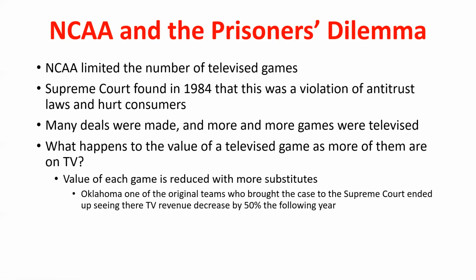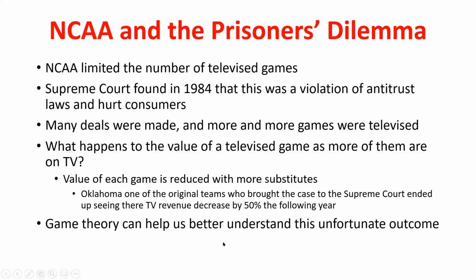Right? So revenue might have been maximized. Who knows? Depending on where we're at in the demand curve, it could be that revenues went up for the NCAA as a whole, but for Oklahoma themselves, every game that they were previously televising now has less value, right? Because there's just more substitutes available. There's a higher supply of nationally televised games. Okay? So it kind of backfired on them. So we can think about why this might be the case, right?